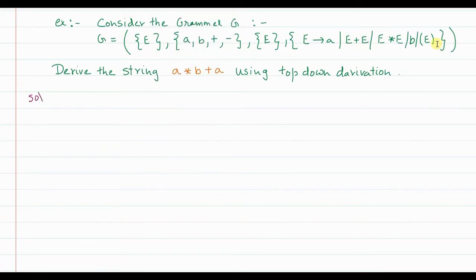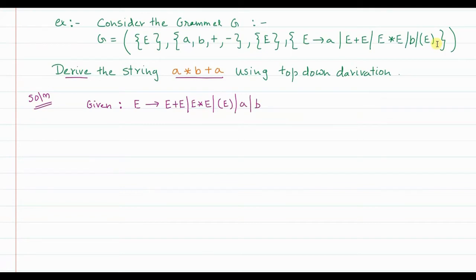So what I am going to do is derive the string using top-down derivation, and then we will see whether the string is accepted or rejected. That means whether this string is valid or not. Now, what is given to us? We are given the production E gives E plus E or E into E or E or A or B.